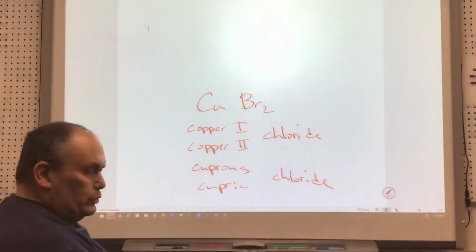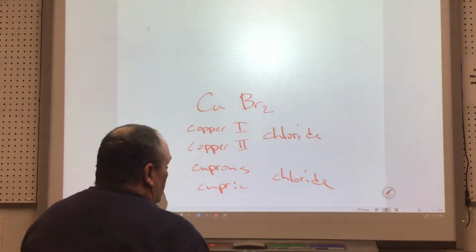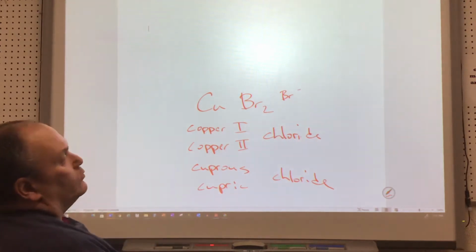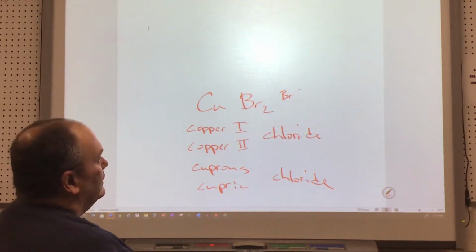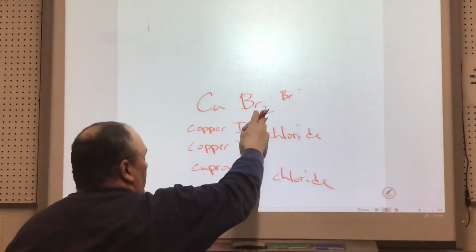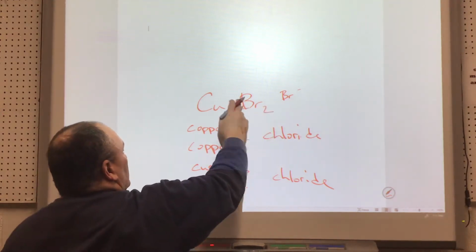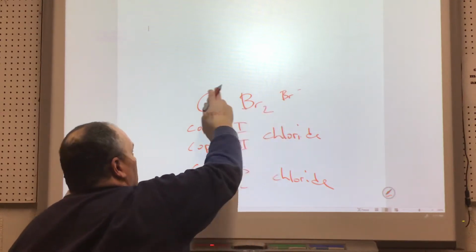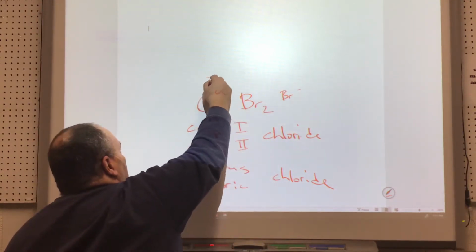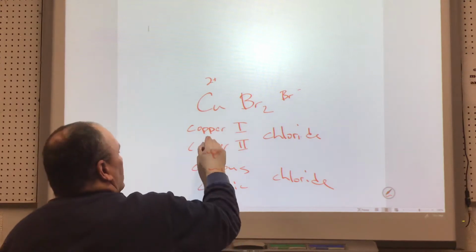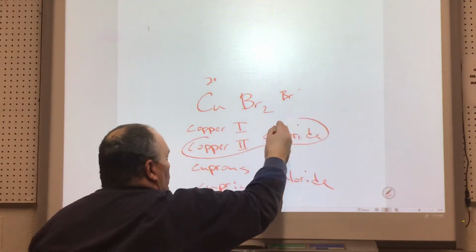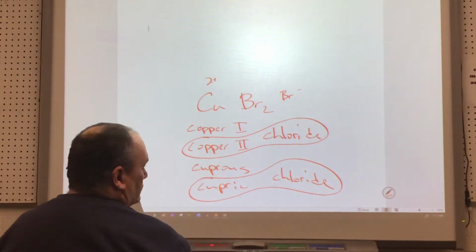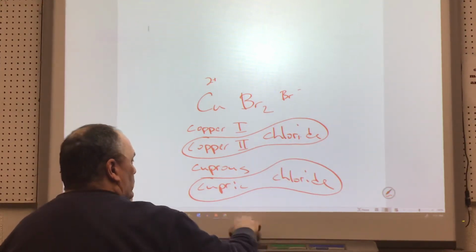How do you know which one you're using? Well, this is Br, and he's Br-. So he's got a charge of -1, and then you've got 2 of them. The reason why you have 2 of these is because it's canceling off this positive charge. So if this side is 2 negative, this side must be 2 positive. The charge over here must be 2 positive, and so therefore it'd have to be copper(II) bromide or cupric bromide. Okay? So let's do one more of those.